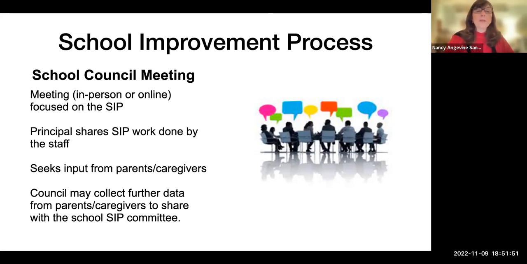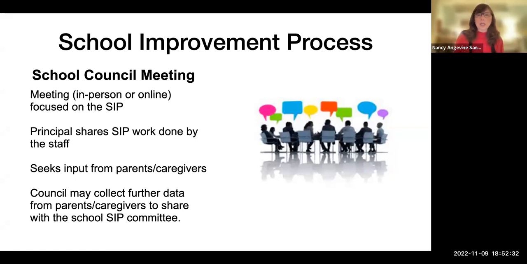We begin by the principal sharing the SIP work that has been done already, if anything, by the school staff, to explain what areas they were looking at under the 4 categories, and then to seek input from the parents and caregivers that were attending the meeting. Hopefully, by advertising this meeting ahead of time, by sending out the brochures ahead of time, you would have significant participation by your parents and caregivers.